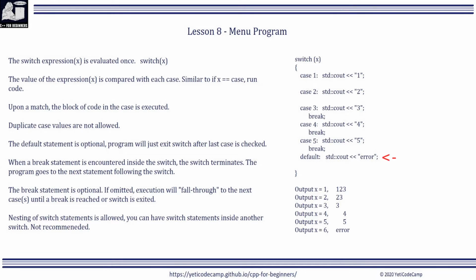It's going to match it and just execute that one line of code. And the default line below is just going to print out an error, in this case, if somebody entered the number 6, 7, or 8. As in the last line in the example, output x equals 6, we're going to get an error printed out. And finally, nesting of switch statements is allowed, which means you can have switch statements inside of other switch statements. This, however, is not recommended as the code gets very messy and it's hard to follow.